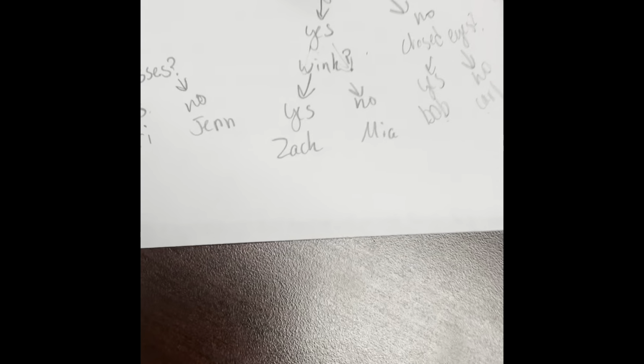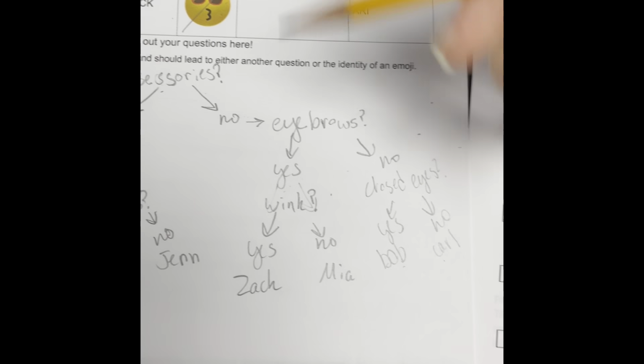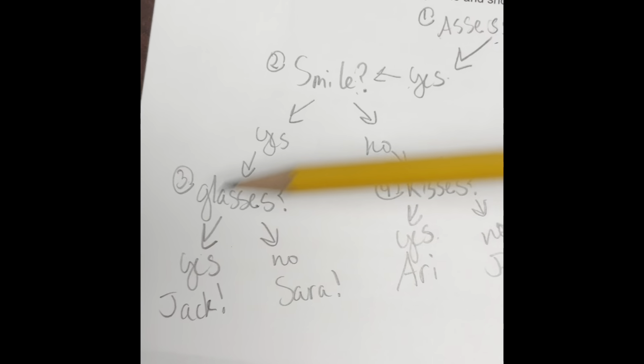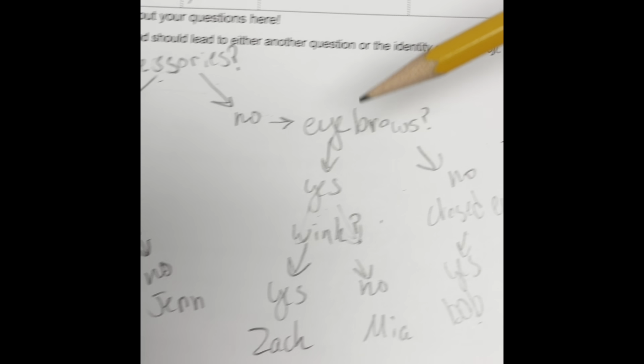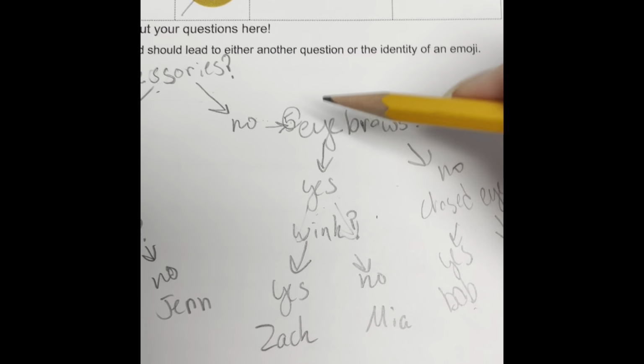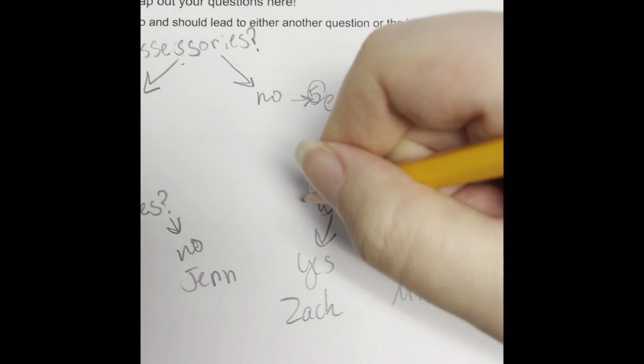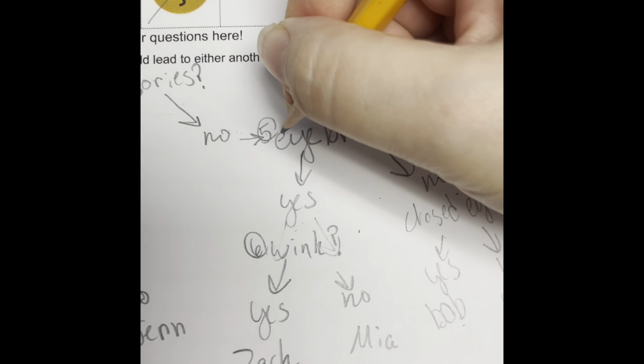Now we did quite a few questions here, so let's make sure that we stay organized. We have question 1, question 2, question 3, and question 4. So that means the next question has to be question 5. If the answer is yes, we can go to question 6. If the answer is no, we can go to question 7.